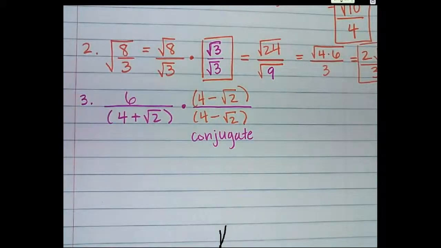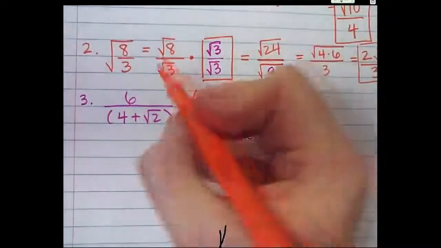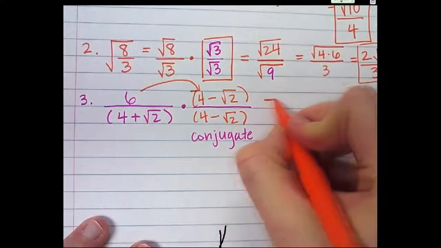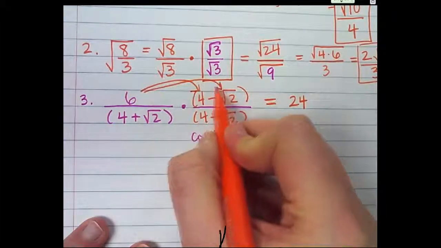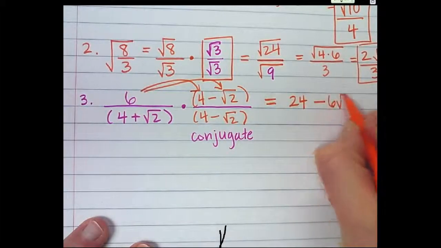And we'll talk more about that too next week. We do conjugates of imaginary numbers. I know, crazy. It's not bad though. Okay, so on the top, I have 6 times a binomial. So I'm just going to distribute the 6. So distribute the 6. So on the top here, I get 24 minus 6 square root 2.